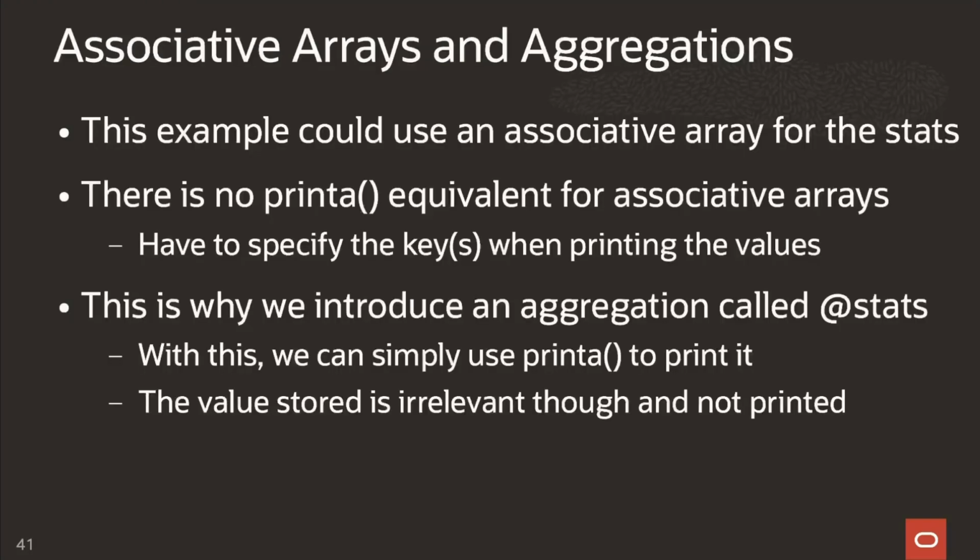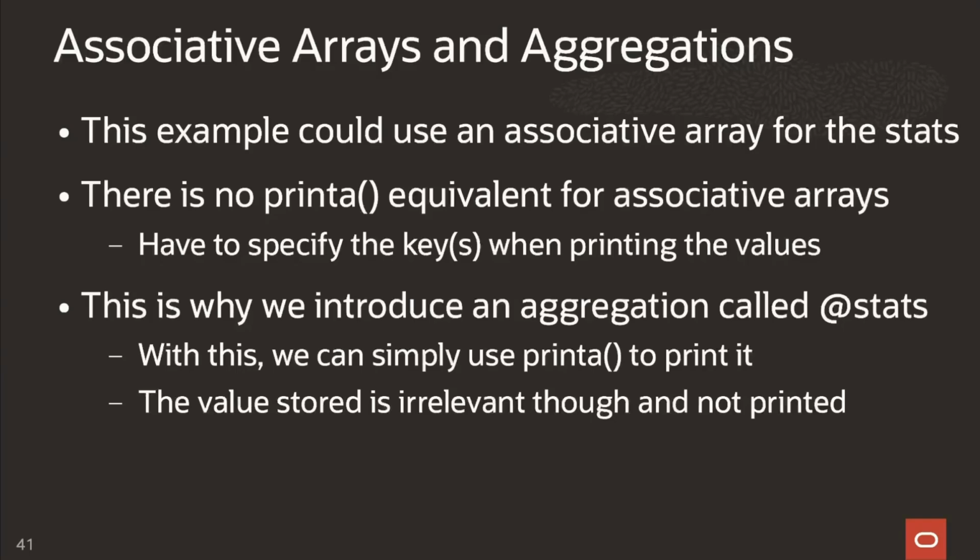Before I show the second part of this probe, I would like to make an observation. I want to store statistics. I want to store that in a structure that I call stats for statistics. And I could use an associative array here. But the problem is there's no printa equivalent for associative arrays. The beauty of printa is that it will automatically print all the elements in the aggregation. So that's really nice. You don't have that for associative arrays. I would need to specify the keys when printing those values. Well, I come up with a little trick.